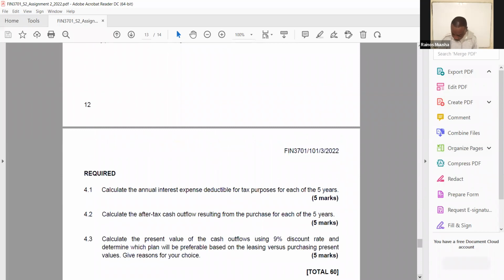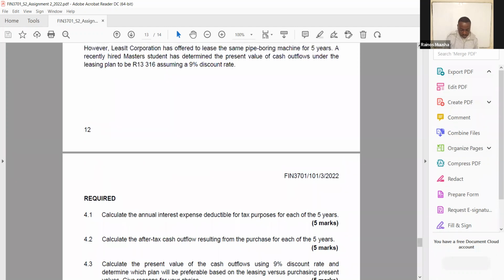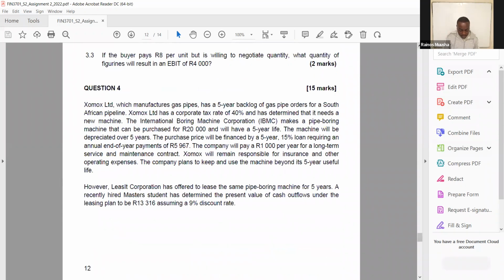And for question 4.1, they ask us to calculate the annual interest expense deductible for tax purposes for each of the 5 years. So if you check on the information that they give us there, you will see that they give us the loan payments, and that this loan is going to be over 5 years, and they tell us that the interest is going to be 15%, right?